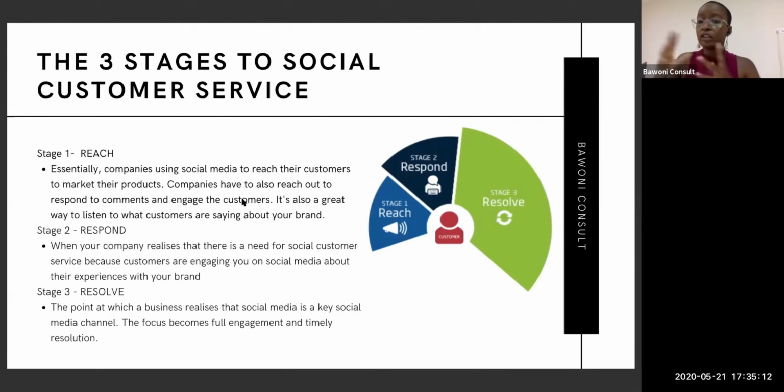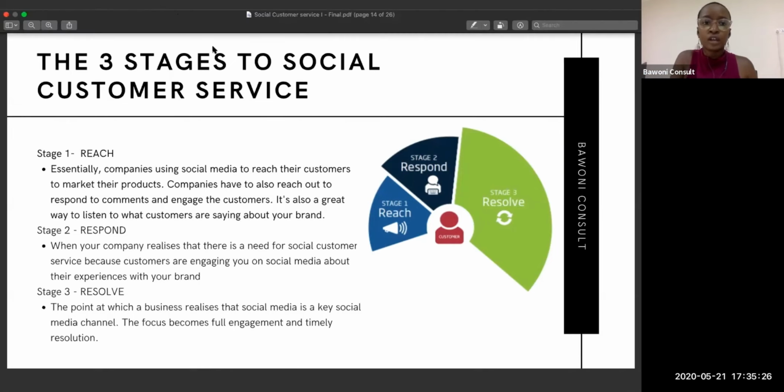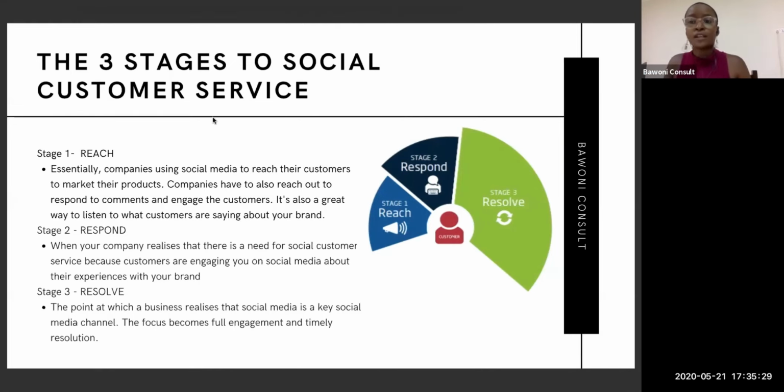So in the 3rd stage, when you're resolving issues or dealing with customers' comments, you have to pay attention to timely resolution and the fact that you're actively engaging the customers. It doesn't mean that when something happens, then you decide to engage the customers. You can actually be proactive about it. So when a customer posts about a product or service they had from your brand, rather than just leaving it there or retweeting, you can ask them a question or retweet it with a smiley face. I'm going to show you some case studies of different ways you can respond to customers, but what you're really trying to do is develop those customer relationships.